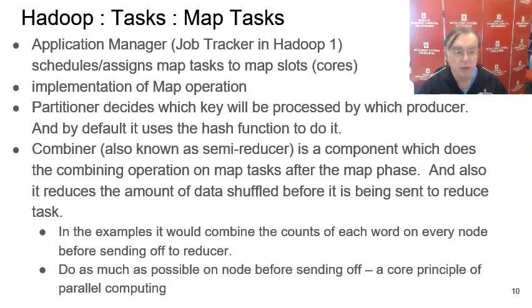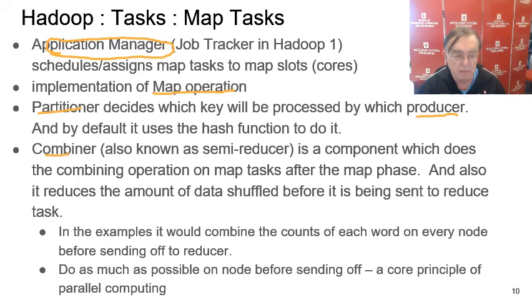So this slide puts in writing some of the things we've already been saying. It describes the application manager, which used to be called the job tracker, or at least was part of what used to be called the job tracker in Hadoop 1. It schedules and assigns map tasks to cores or map slots. It implements the map operation. And there's a partitioner, which decides which key will be processed by which mapper or reducer, and it uses a hash function to do this.